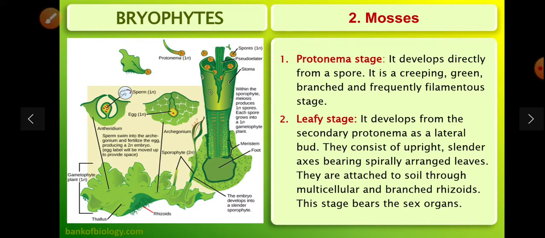Protonema develops directly from spores. It is a creeping, green, branched and frequently filamentous stage. The leafy stage develops from the secondary protonema as a lateral bud. They consist of an upright slender axis bearing spirally arranged leaves. They are attached to soil through multicellular and branched rhizoids. This stage bears sex organs.